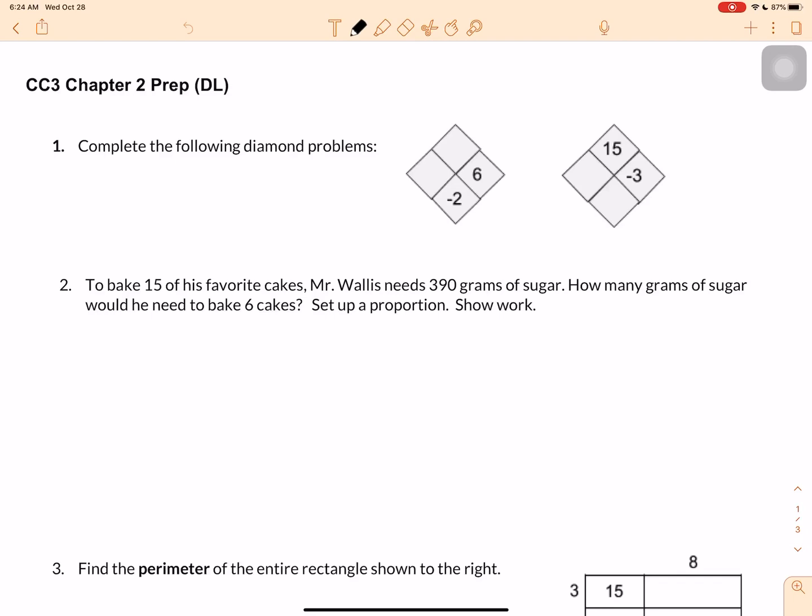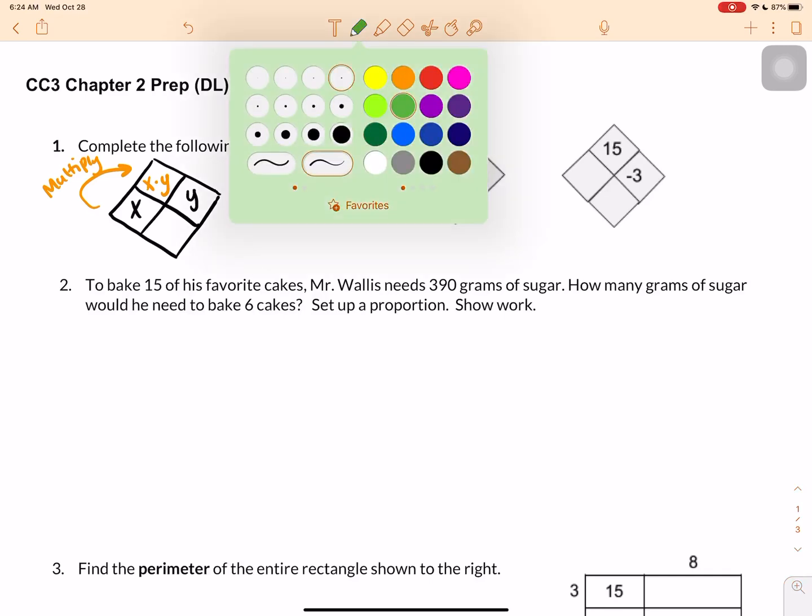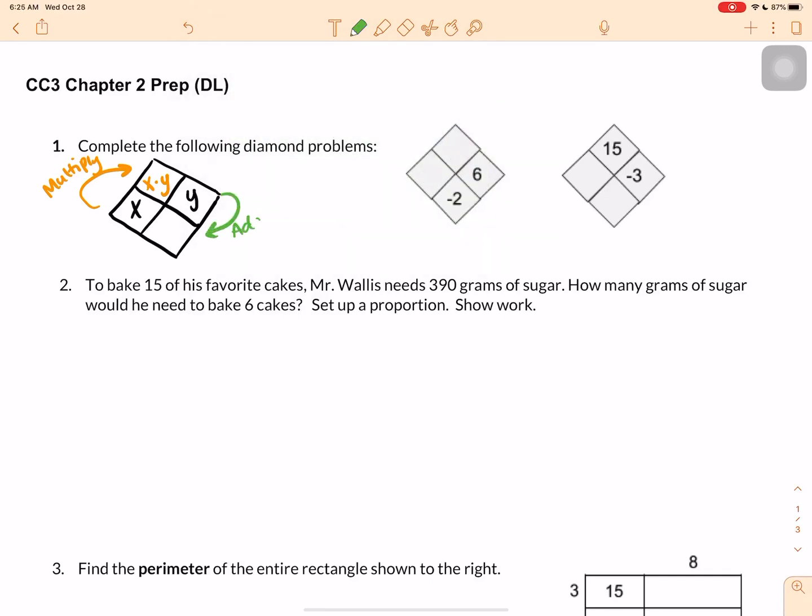So the first one is a little review on diamond problems. For diamond problems, if we have a diamond like so, the general rule has been, man, I am not drawing good this morning. There we go. Okay, so the general rule has been that if you have some number x and some number y, we multiply to the top. So I'm going to write multiply. So we get x times y. And then for the bottom, we add. So it's going to be x plus y.